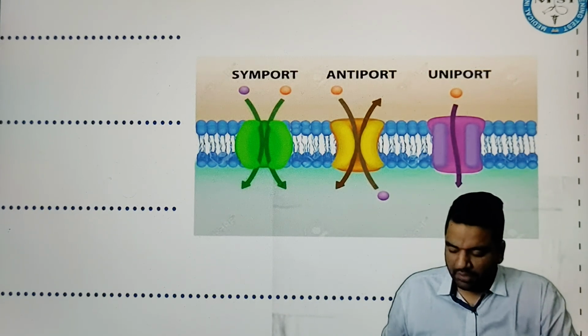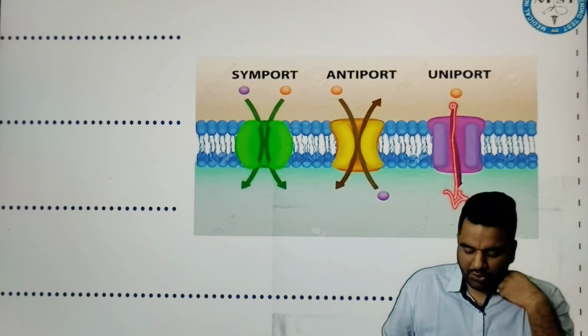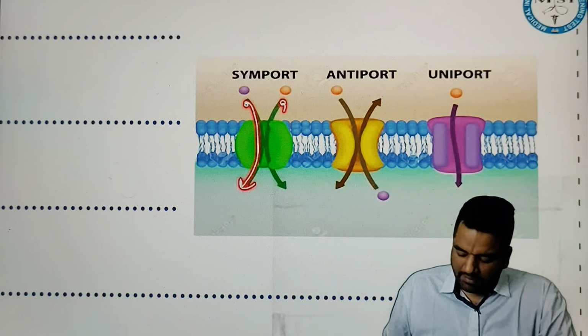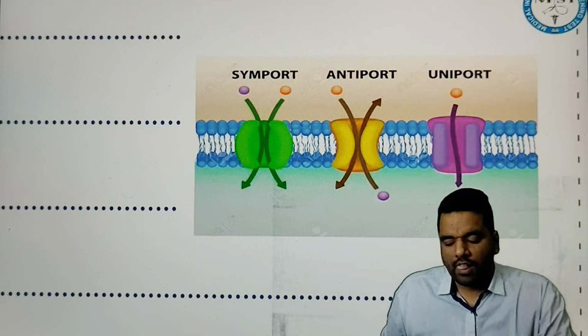Now what happens? There are different types of transport that we call symport, antiport, and uniport. Guys, if one ion is moving in one direction, we call this type of transport a uniport. If 2 or more ions are moving in the same direction, we call it symport. And if 2 or more ions are moving in opposite directions, we call it antiport. So that is how the different types of transport are there.